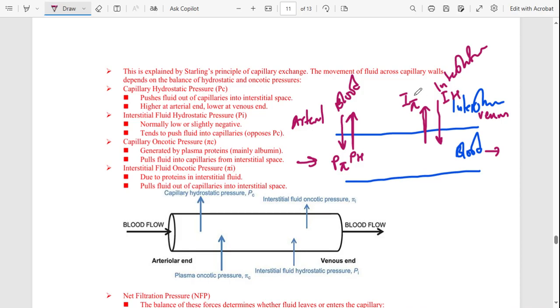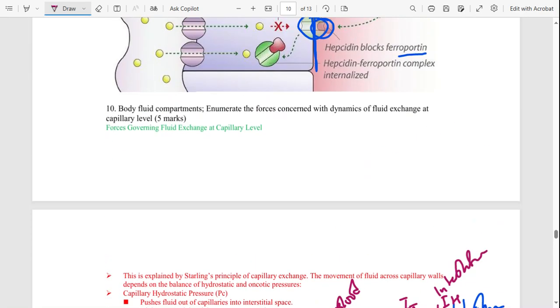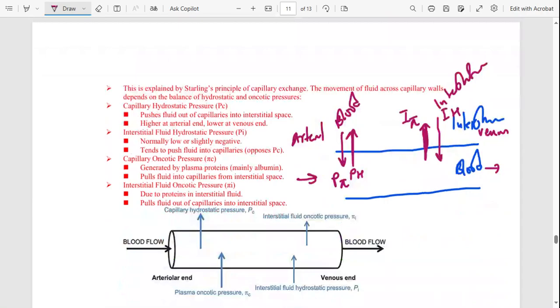So you can see that the oncotic pressure of the interstitium promotes things leaving the blood vessel. Look at where the arrow is going. While the oncotic pressure of the blood or plasma promotes things being within the blood vessel. So therefore, we've talked about that. It's saying enumerate the forces concerned with dynamic or fluid exchange at capillary level. So these are the forces.